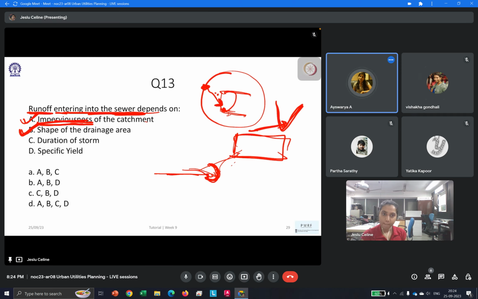Yes, because the intensity again depends upon the duration. There's an intensity, duration, frequency relationship, and based on duration, saturation can happen. All that we discussed before comes into play over here. So yes. Now last one, specific yield.